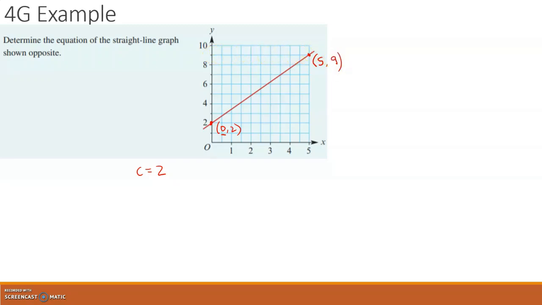If I was to choose some other point on the graph, like maybe this one here, well, this x value I can clearly see is 2.5, but I'm not really sure what this y value here is.